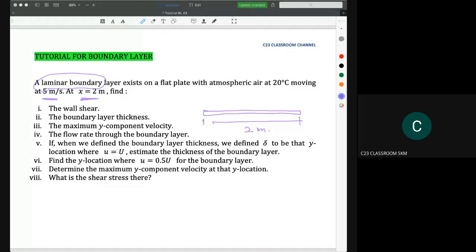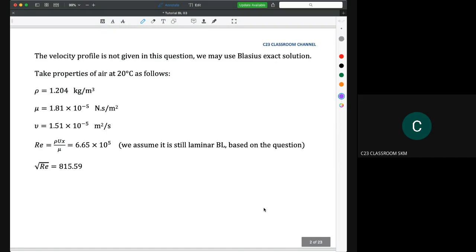Okay, so we go for the first question here. Because the velocity profile is not given in this question, we may use Blasius exact solution. Take properties of air at 20 degrees Celsius as follows. So we have rho 1.204 kilogram per meter cube, mu, which is the dynamic viscosity, nu is the kinematic viscosity, and this is the Reynolds number.